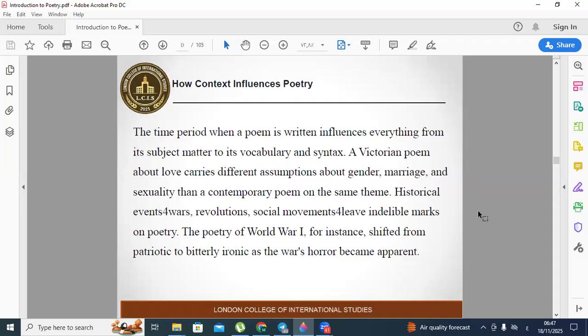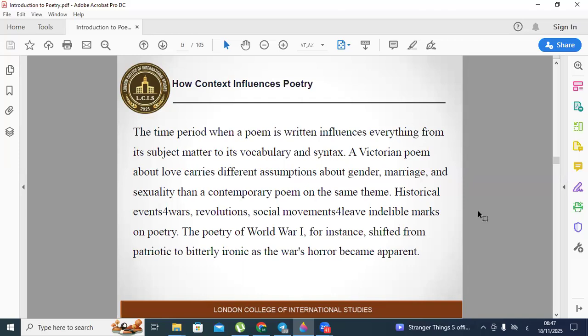leave indelible marks on poetry. The poetry of World War I, for instance, shifted dramatically from patriotic celebration at the war's beginning to bitter irony as the war's horror became apparent.